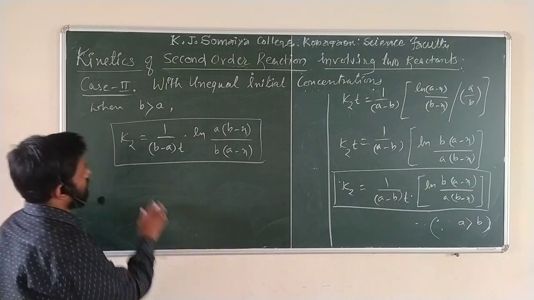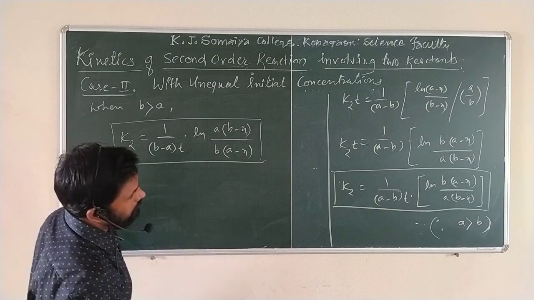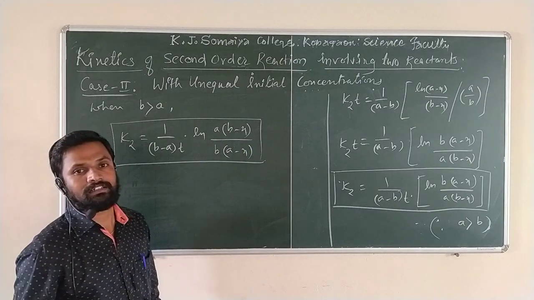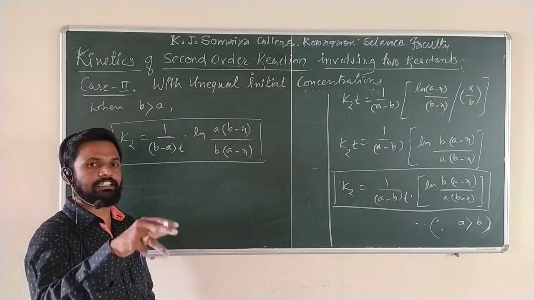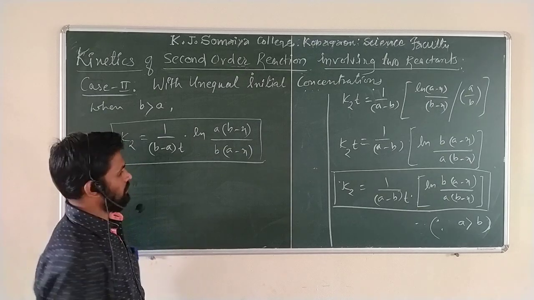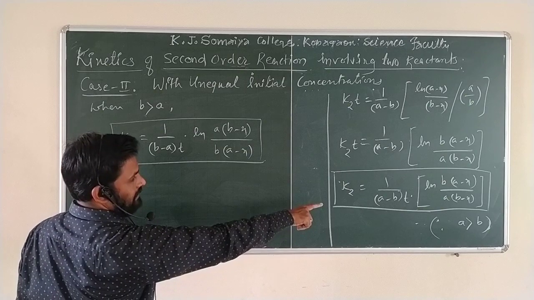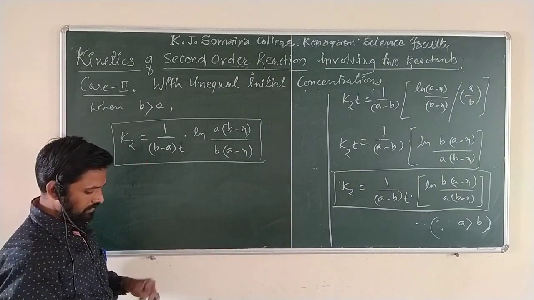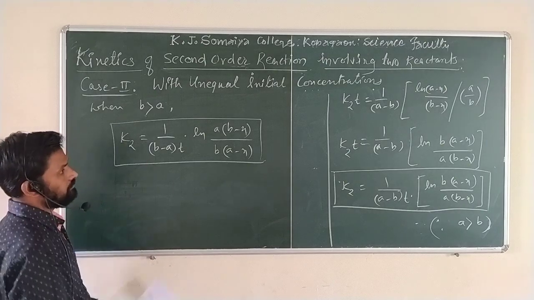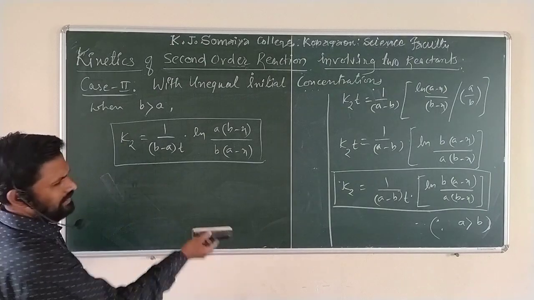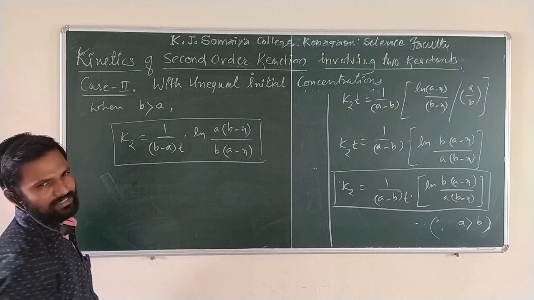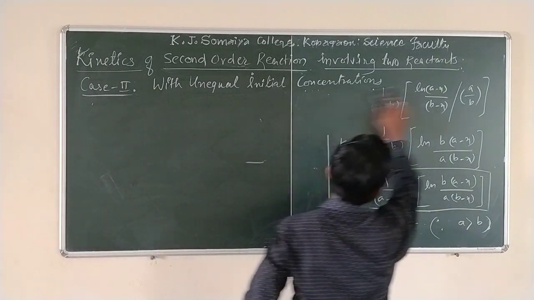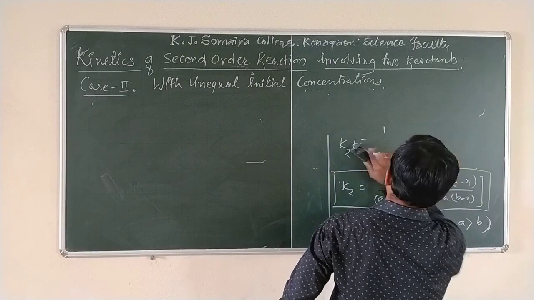So these are the rate constants for a second order reaction with unequal concentrations initially taken. This is for when the concentration of A is greater than B, and this is for when B is greater than A. Okay, I hope you understand. Now we can calculate very simply the units as well as the graph. Okay, now first we go for the graph.